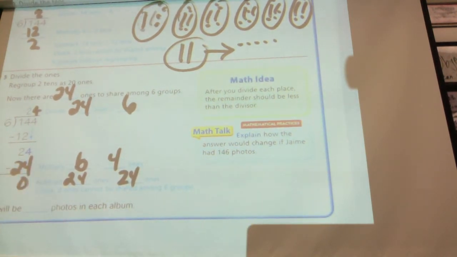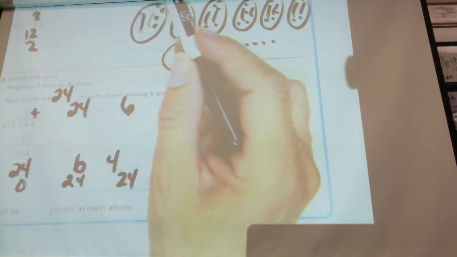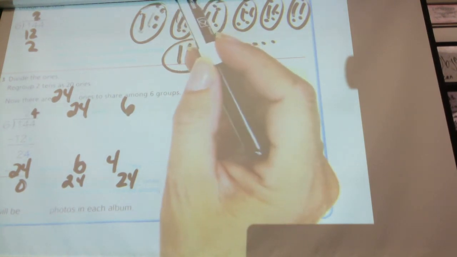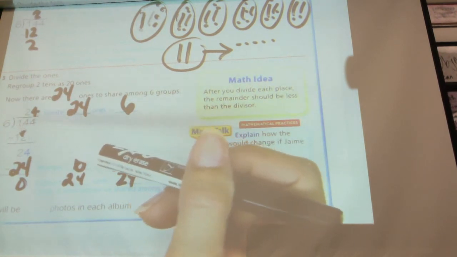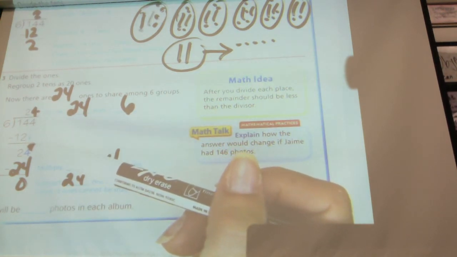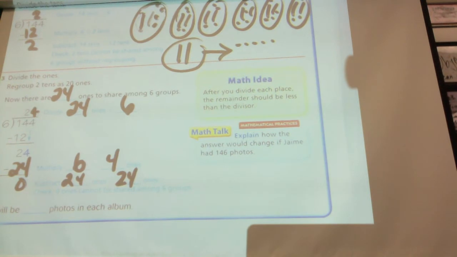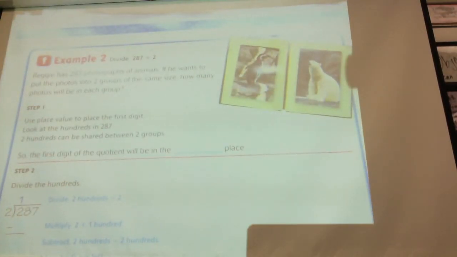So how many photos are going to go on each album? Let's go back to the question. Jamie took 144 photos on a digital camera. The photos are to be placed equally in 6 photo albums. How many photos will go into each album? We divided 144 divided by 6. How many photos are going to go in each album? Raise your hand. Okay, what do you guys think? 24. Okay.